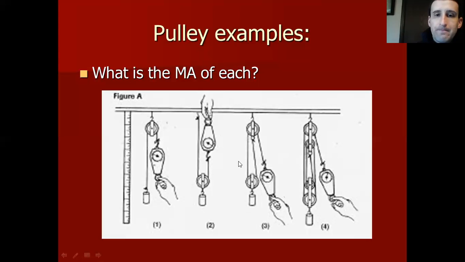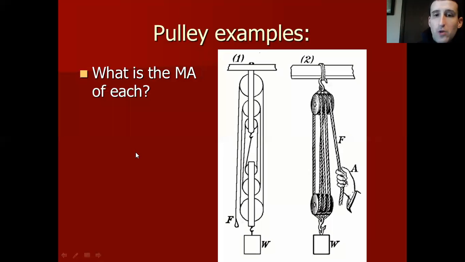More complicated examples. Pause the video for a moment. Figure out the mechanical advantage.